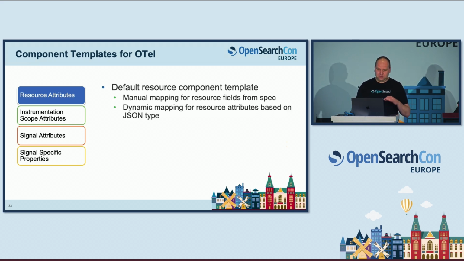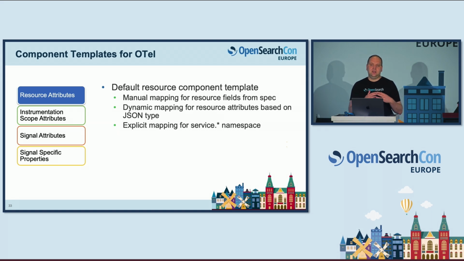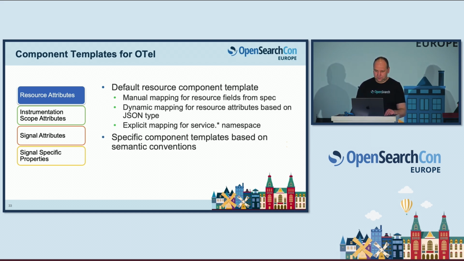We have a mapping for the resource attributes based on their JSON type. This is what we introduced with Data Prepper 2.11 in the default templates. And we can introduce specific mappings for certain of these conventions. Like we can say, okay, we want to have, for example, the service namespace specifically mapped because we know that a service name has only a certain size, while an exception message might be longer and we want to extend the size of that one.